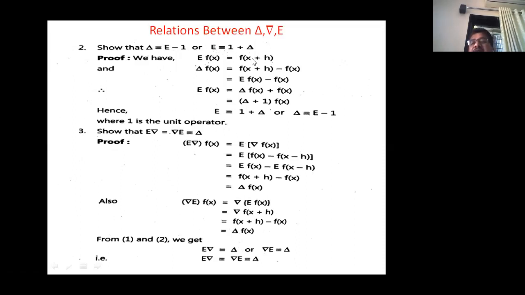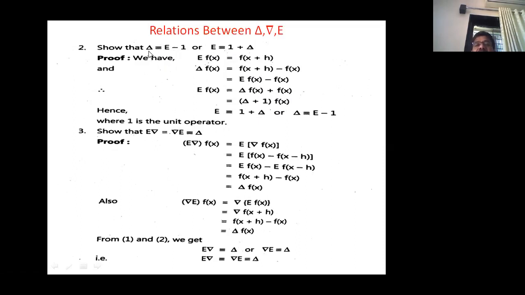So find the value of Ef(x), that is f(x plus h), and find the value of (1 plus delta) f(x). What is (1 plus delta) f(x)? It is delta f(x) plus f(x). And what is this delta f(x)? It is f(x plus h) minus f(x). So minus f(x) and f(x) cancel each other, and therefore we have f(x plus h), and that is equation number 2. So this is equation number 1, and that (1 plus delta) f(x) is equation number 2. And so from 1 and 2 we have E is equal to 1 plus delta, and as E is equal to 1 plus delta, therefore delta is E minus 1.